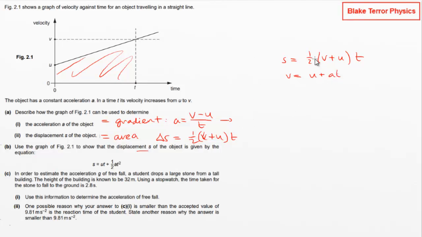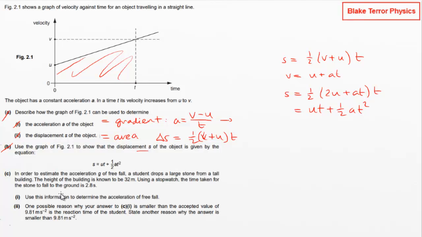So that's these two equations, and then we're just subbing one into the other. So we've got s is equal to a half of 2u plus at multiplied by t, which is ut plus a half at squared. So that's all pretty straightforward. So we've done all of those.